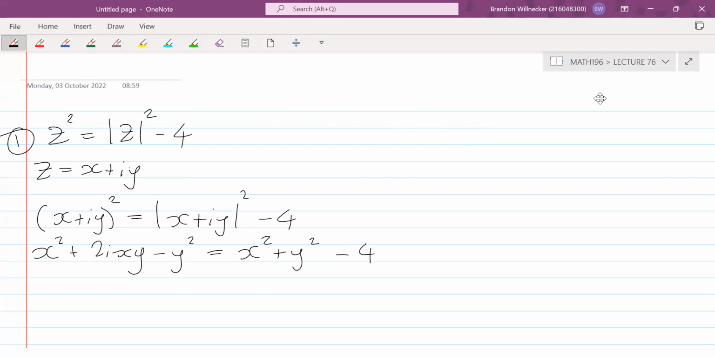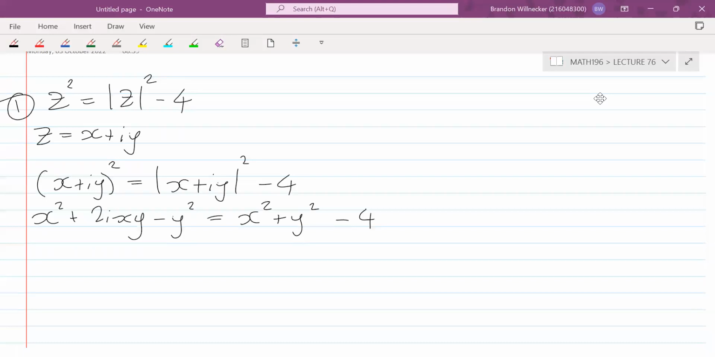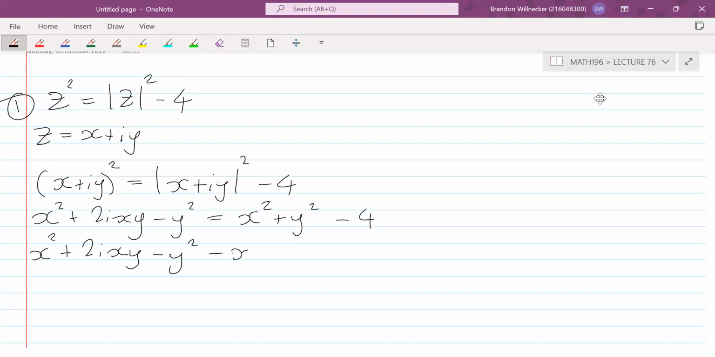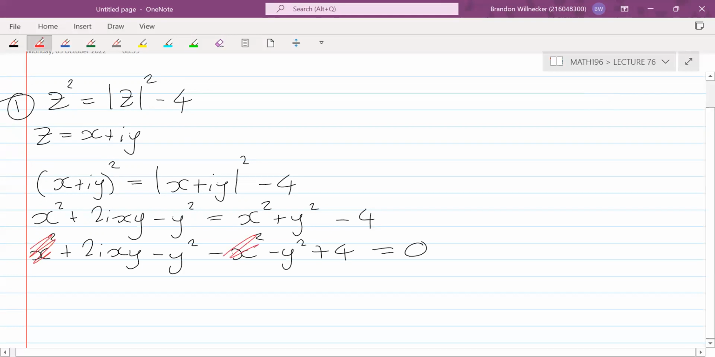What we can do now is take everything over to the left-hand side. That will make the left-hand side some expression with x and y, and the right-hand side will be 0. We'll see that that will be quite helpful. So we're going to have x squared plus 2ixy minus y squared minus x squared minus y squared plus 4, and that's going to be equal to 0. Now on the left-hand side, we've got x squared minus x squared, so we can cancel that.